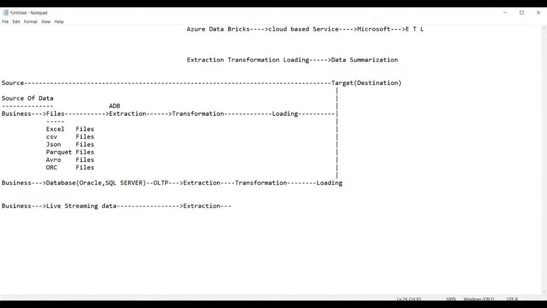And once the extraction is done, then what happens? Again, the process of transformation will happen. Transformation is the actual process of data summarization. And once the data summarization is done, finally we load the data into the target.